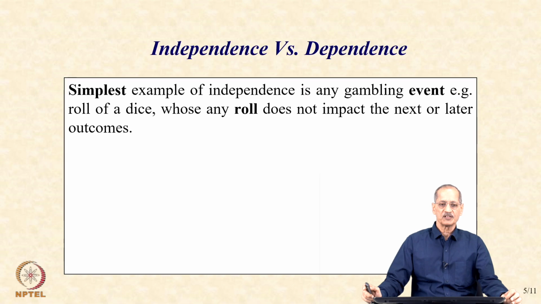Now, of course, the simplest example of any independence of events is the gambling event, or for example, a roll of a dice. What we say is that if you roll a dice once and you get a number, that has no impact on the next roll of dice. So, same number could come or a different number could come. There are no implications of that if you have a particular number in the previous roll, that number may not come in the next roll or will again definitely come. There are no such connections. So, these are completely independent events.